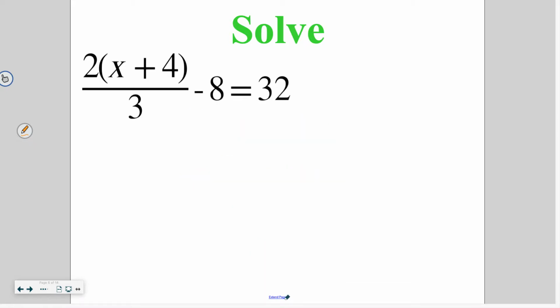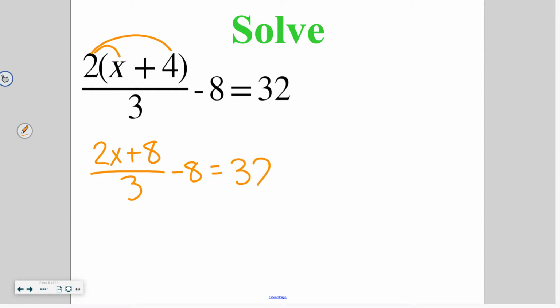This one is a little bit more complex, and as I said in the beginning, we use SAD-MEP pretty much all the time when we solve problems. But if there is something like this at the beginning, where we can use distributive property, we can actually deal with the parentheses part first because we can do distribution. So I'm going to use the distributive property, which is going to give me 2x plus 8 over 3 minus 8 is equal to 32.